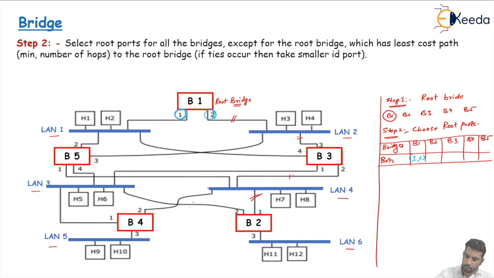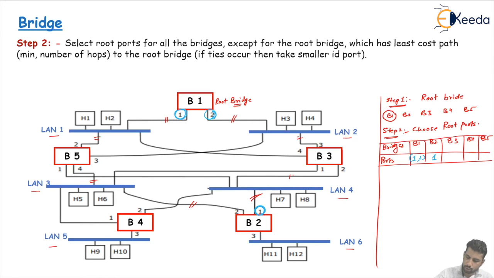If we follow port number 1, then we will reach the root bridge by following 4 links. From port number 2, 1, 2, 3 and 4. From port number 2 also, it is possible to reach the root bridge by following 4 hops or 4 links. Means both 1 and 2 have 4 hops. Then we will choose the port with the lower index. We will choose port number 1 as the root port. This is the root port we choose for bridge number 2.